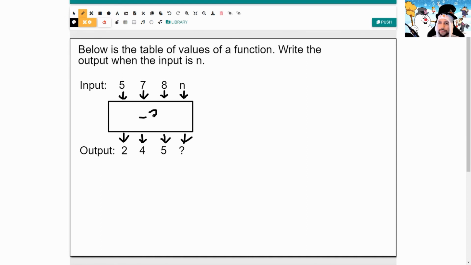5 minus 3 would be 2. Let's see if that holds true for the other numbers. 7 minus 3 is 4. 8 minus 3 is 5. So n minus 3 is, well, n is just a variable. So n minus 3 is going to be n minus 3. Those are not like terms. We can't combine them, and we're done.